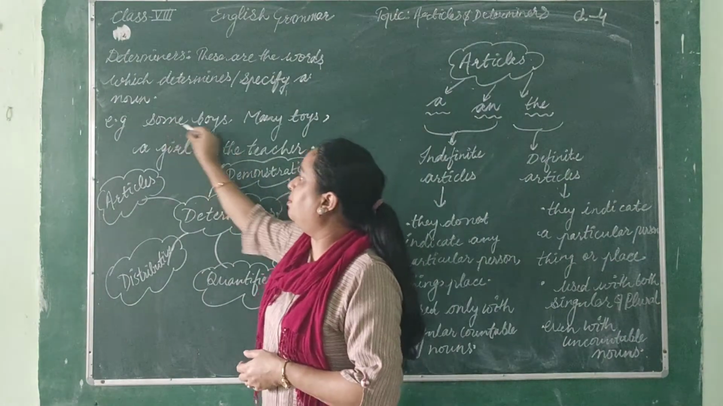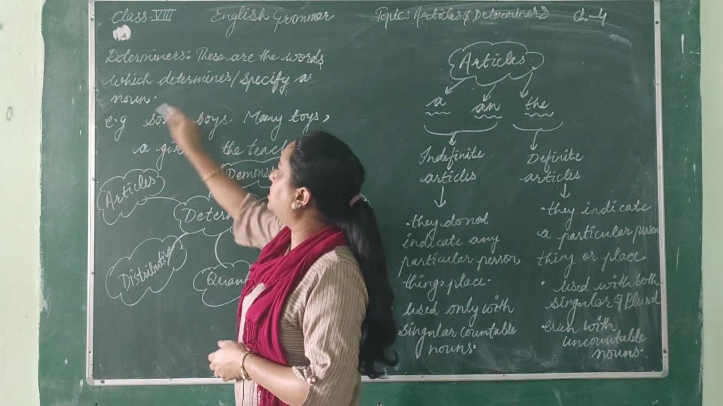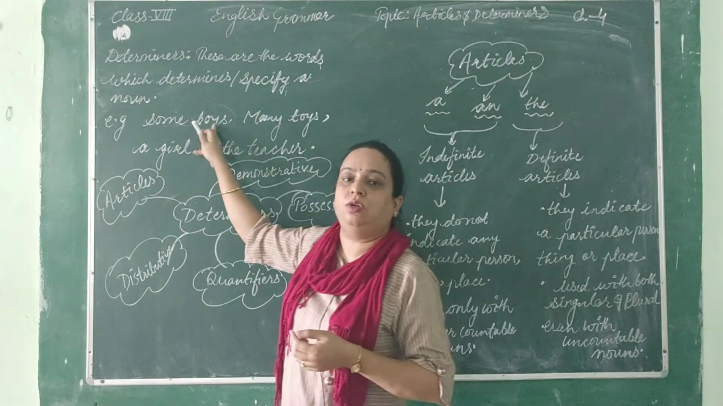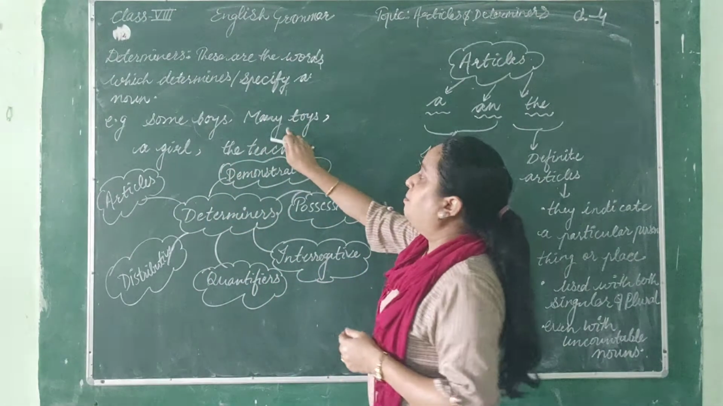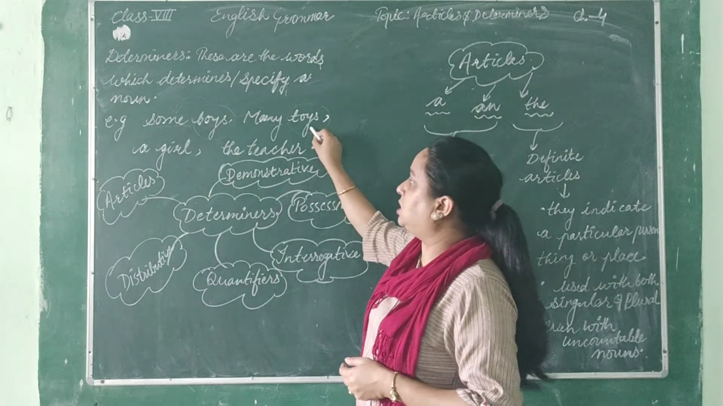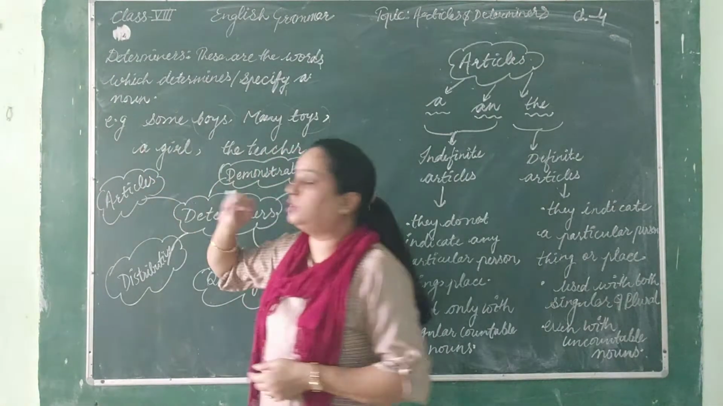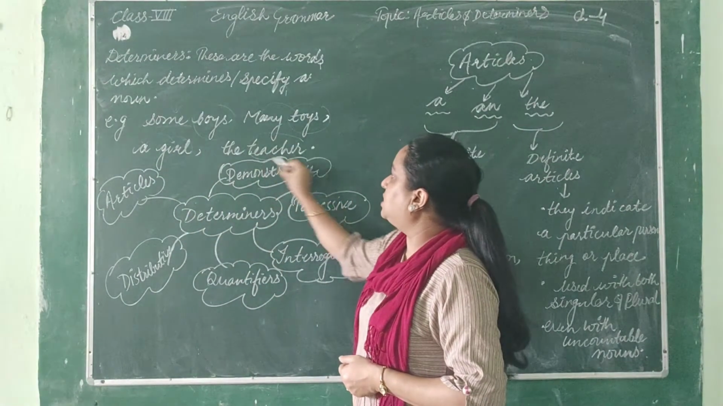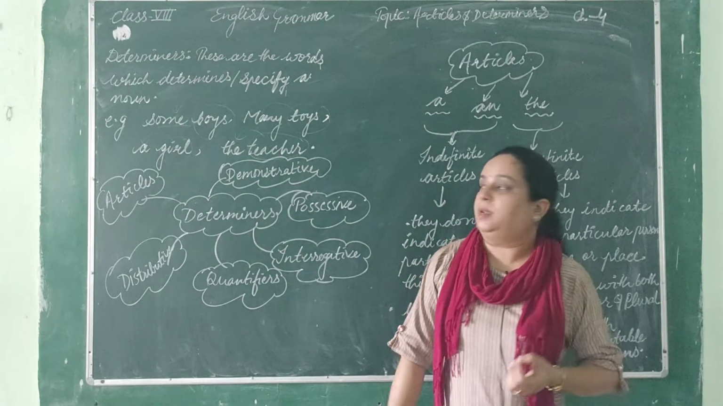For example, some boys. So here boys is what? Boys is a noun, and before that the word is what? Determiner, which is specifying the noun boys, right? So some is a determiner. Many toys. So toys is what? Noun, and which word is specifying it? That is many. A girl is a noun, and a is specifying this girl. So a is what? Determiner. The teacher is a noun, and this word the is specifying the teacher. So these all are determiners, okay?